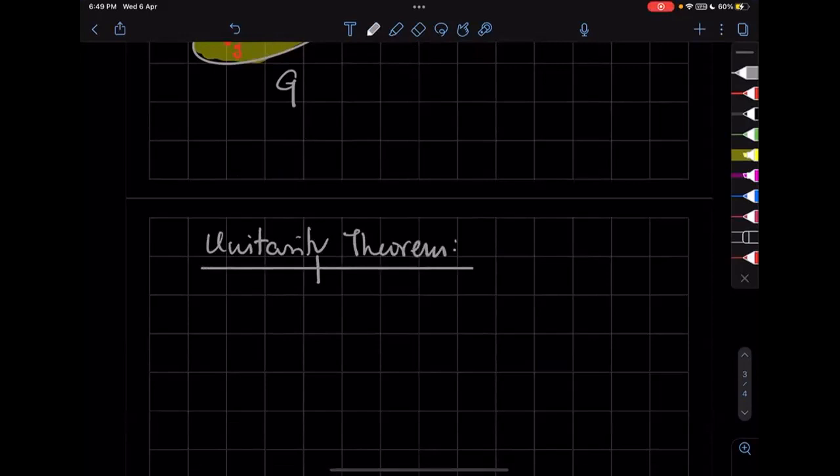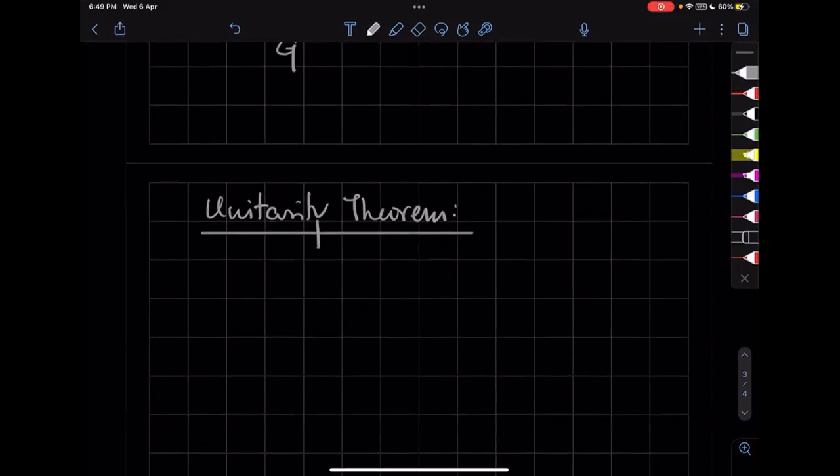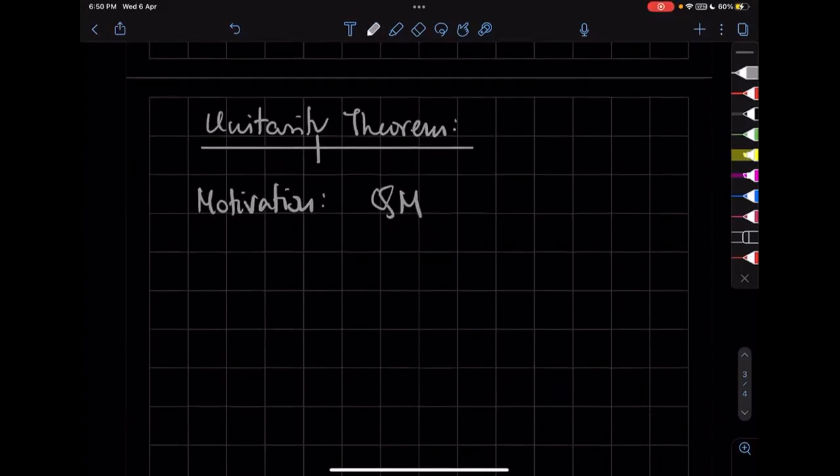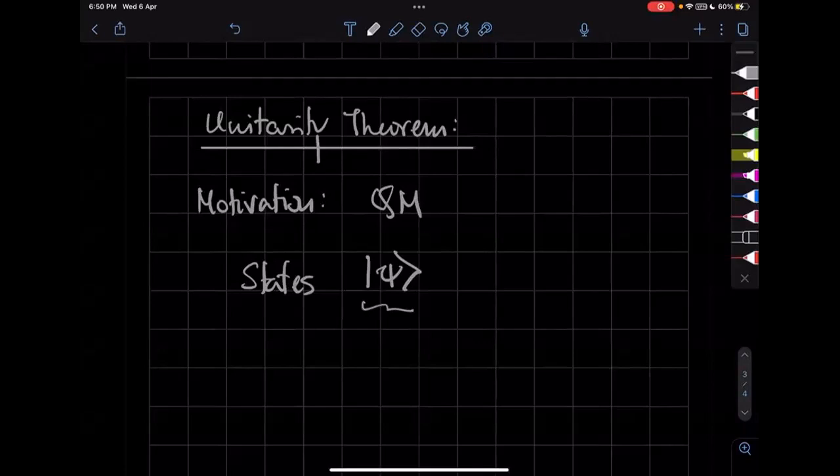So before we discuss the unitarity theorem, the motivation is the following. The motivation is from quantum mechanics, okay? In quantum mechanics, states of a physical system, we write it as in this symbol. It just means a vector. You don't have to worry about why this so-called weird notation is called a ket, if you want to know.